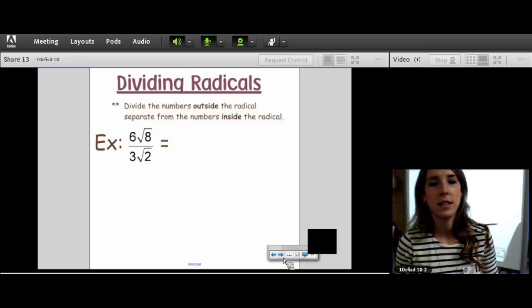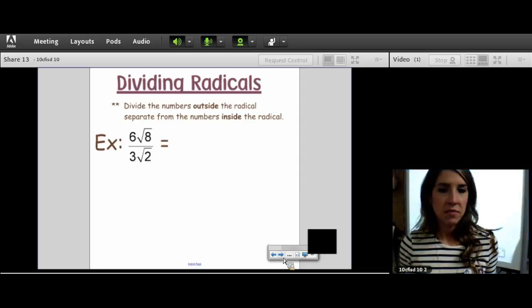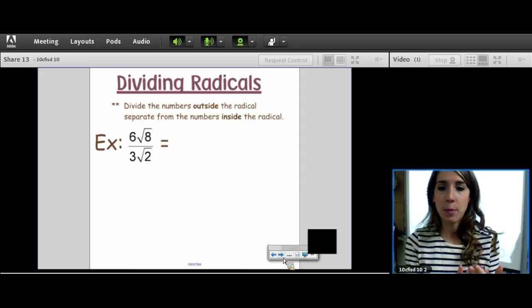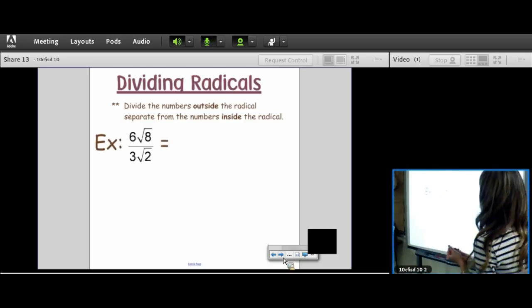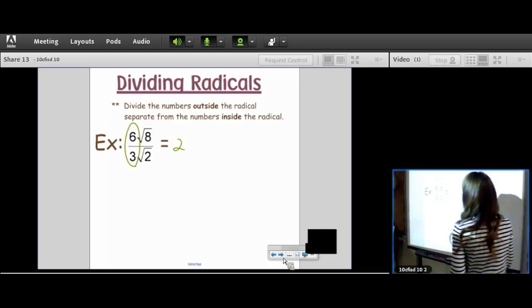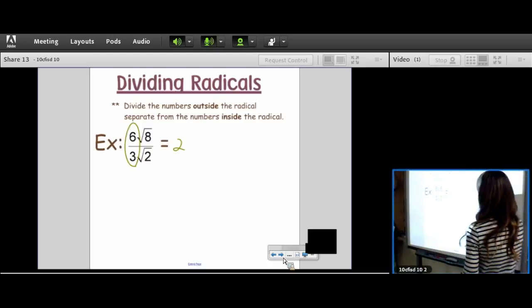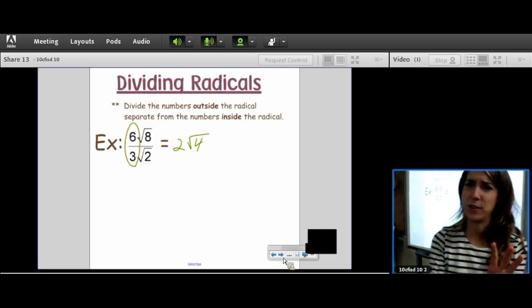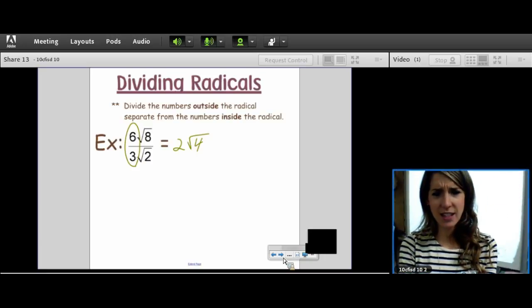Next step, dividing radicals. Same as multiplying. You're going to divide the numbers on the outside separate from the numbers on the inside. 6 divided by 3, 2. 8 divided by 2, 4. Now be careful. Are we done? Is that the answer?